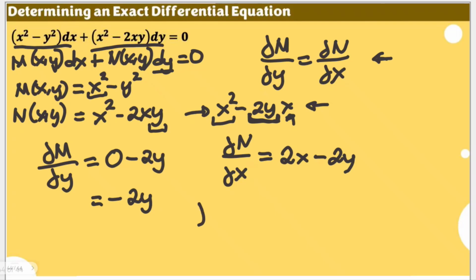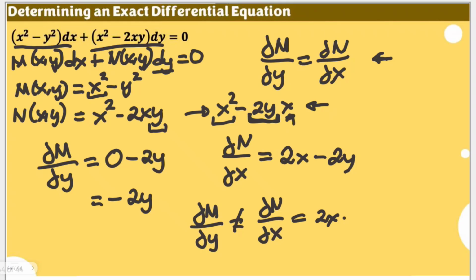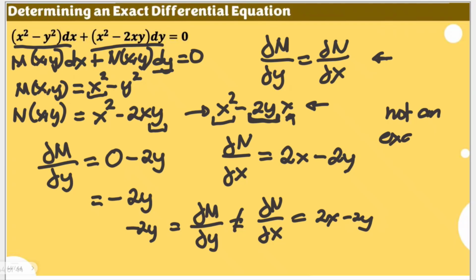We can see here that the partial derivative of M with respect to y is not equal to the partial derivative of N with respect to our independent variable x, as this is actually 2x minus 2y, and the other side is minus 2y. This means that our given differential equation is not an exact differential equation.